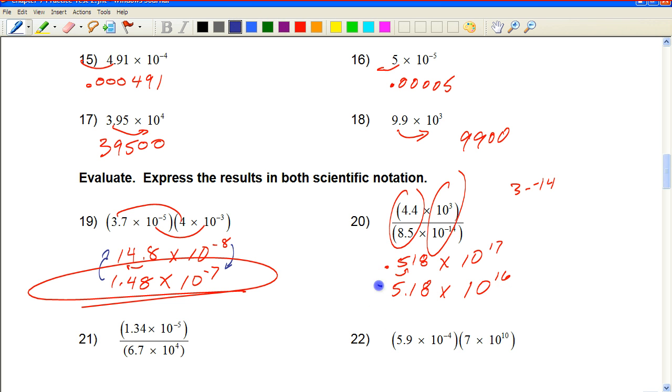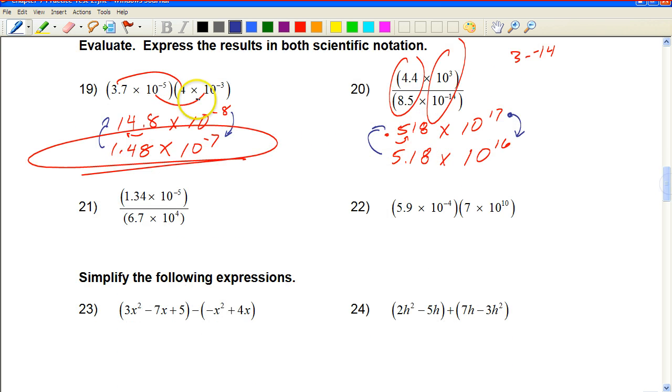Or another way to do it, from here to here, we want it to get smaller. So from here to here, we want it to go down or smaller. That's our answer. Keep going. We're going to do these, and then we're going to do these.